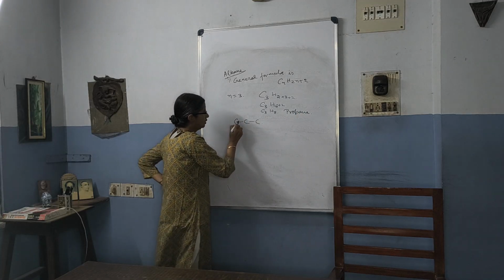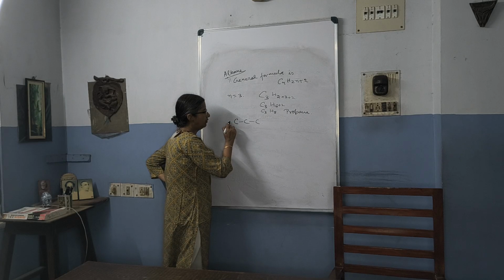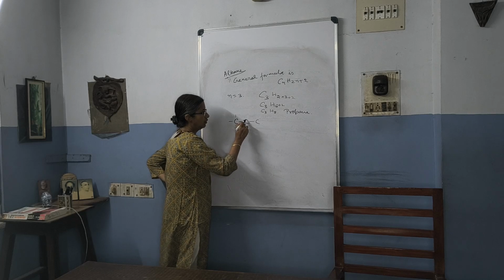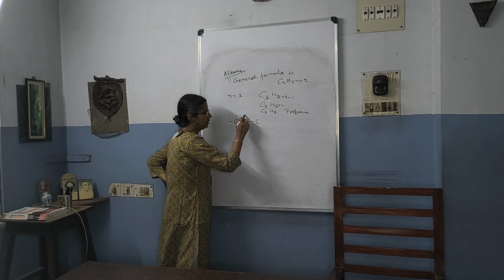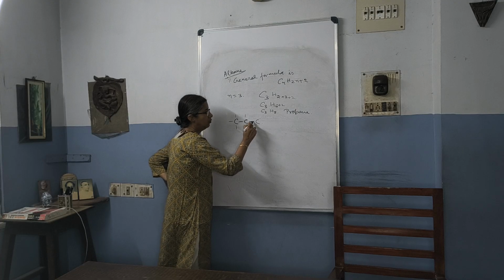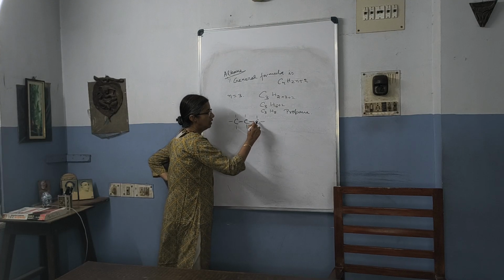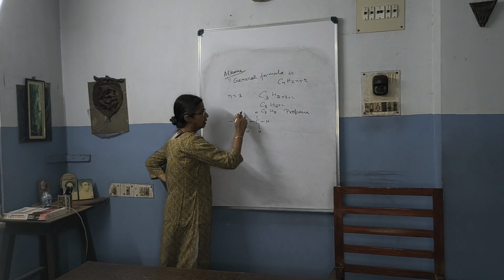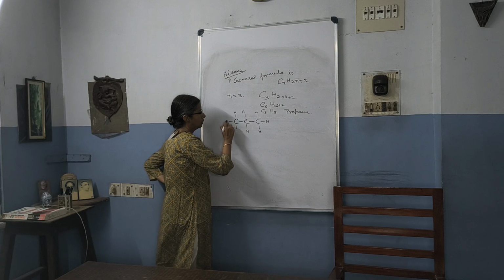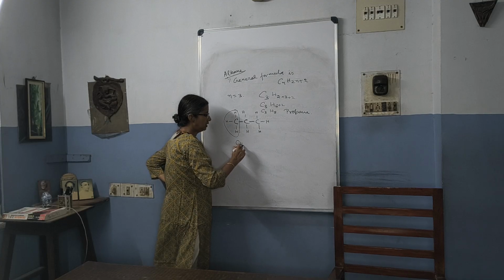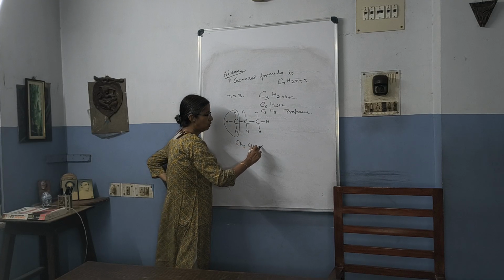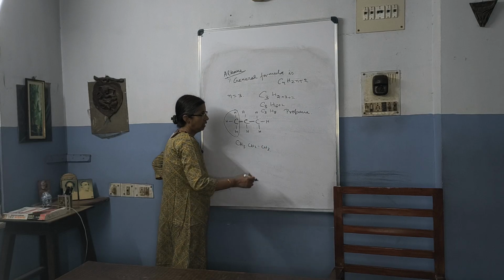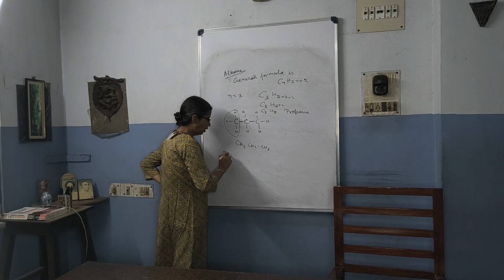Once we get this carbon, it should have 3 more, as one valency is already there. So 1, 2, 3. Then for this carbon, 1, 2 is already there, then one bond is already here. So 1, 2, 3. So the condensed formula is CH3, CH2, CH3. Now this is called propane. Next we will go on to butane.